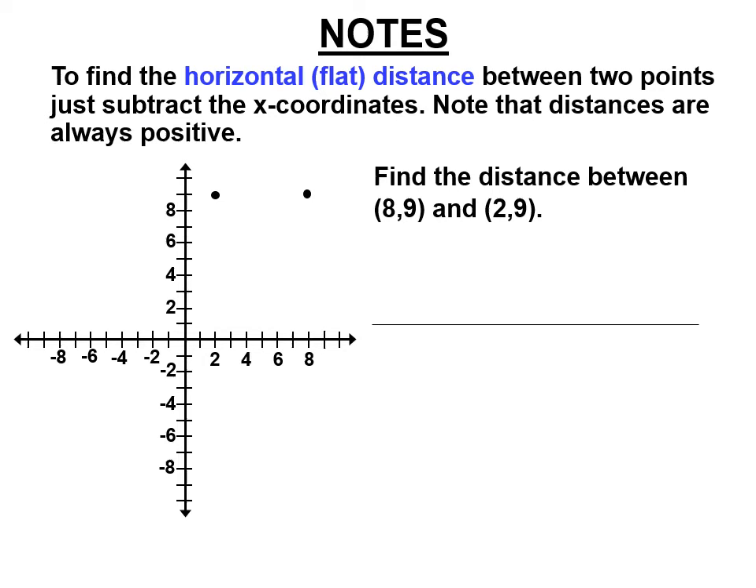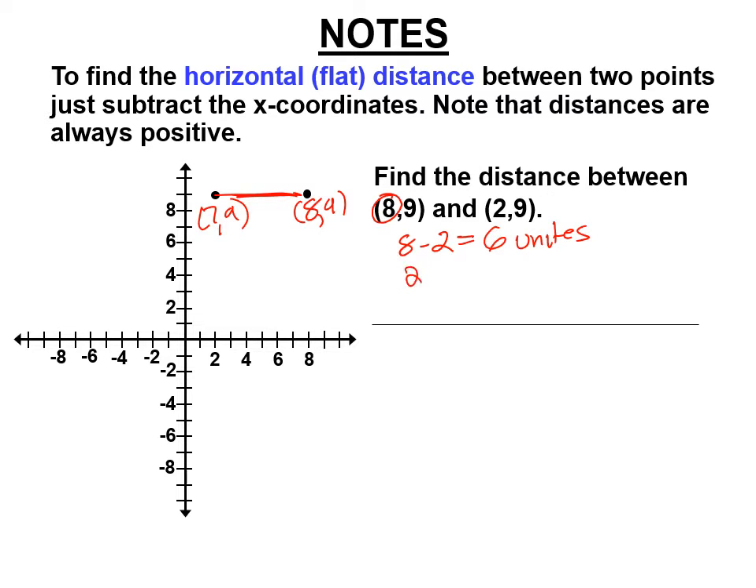All right, so we're going to find this horizontal distance. Flat is horizontal. Now, we could sit there and count how long it is, but we can just subtract the x coordinates, so please do that. The x coordinate of one of them is 8. The x coordinate of the other one is 2. The y coordinates are the same here. And so 8 minus 2 is 6, and we'd say this is 6 units long.